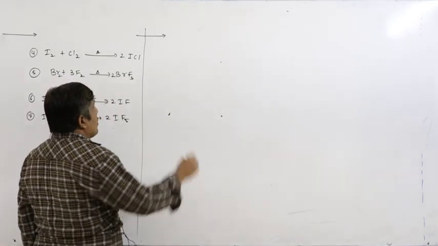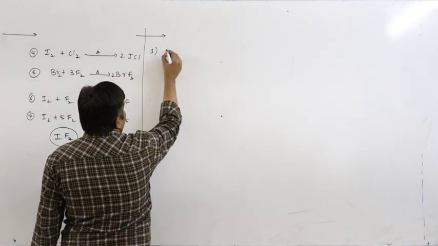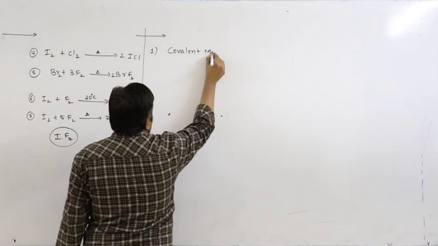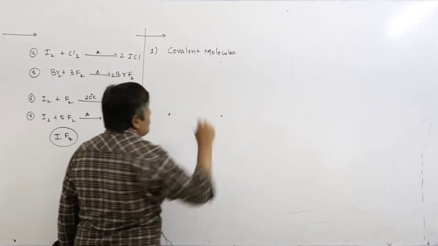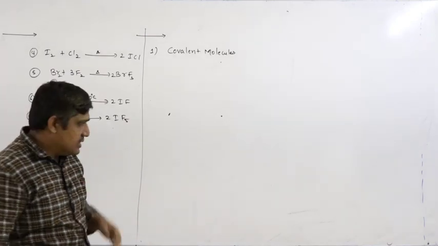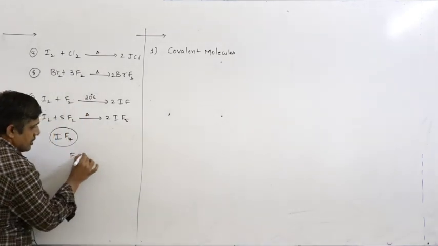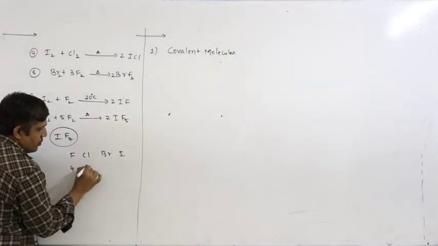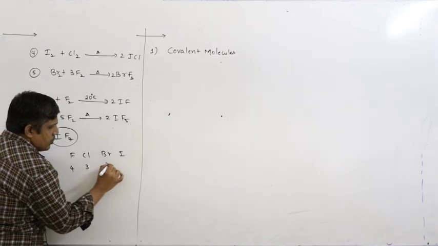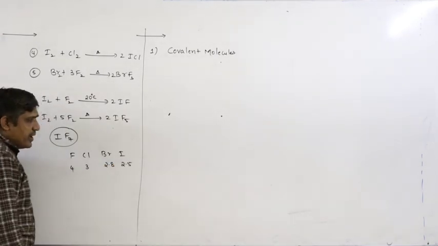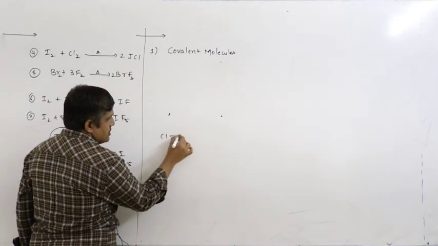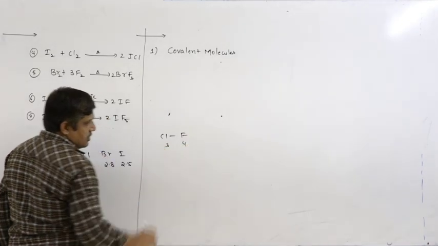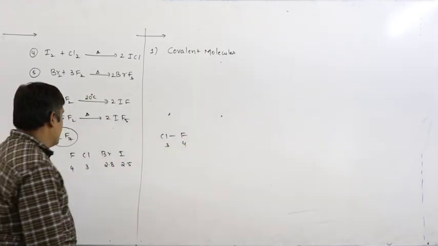Now let us study some properties. All interhalogens are covalent molecules. Mostly they are covalent molecules. Let us see why. Just now I have written the electronegativity of fluorine, chlorine, bromine, iodine: 4, 3, around 2.8, and 2.5. So if I combine, for example, ClF, the electronegativity difference, this is 4 and this is 3, the difference is 1, right?